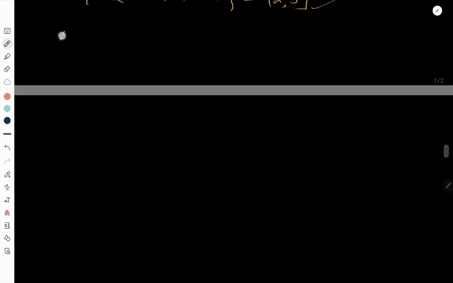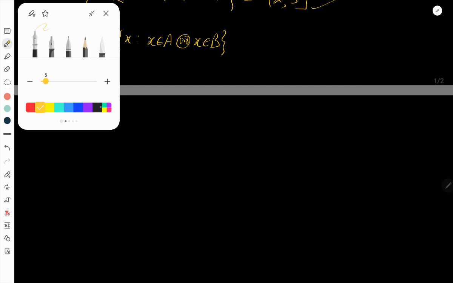If two sets are given, then A union B is there. A union B is defined as what? A union B is the set of x such that x belongs to A or x belongs to B. This definition, I think, is clear to you all. In this definition, there is no problem.